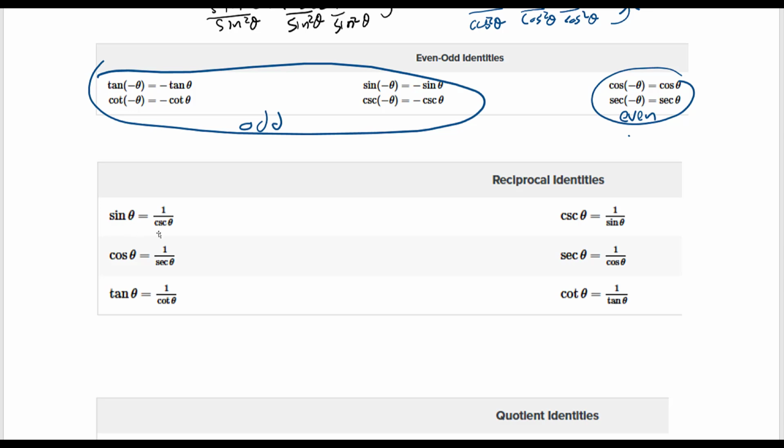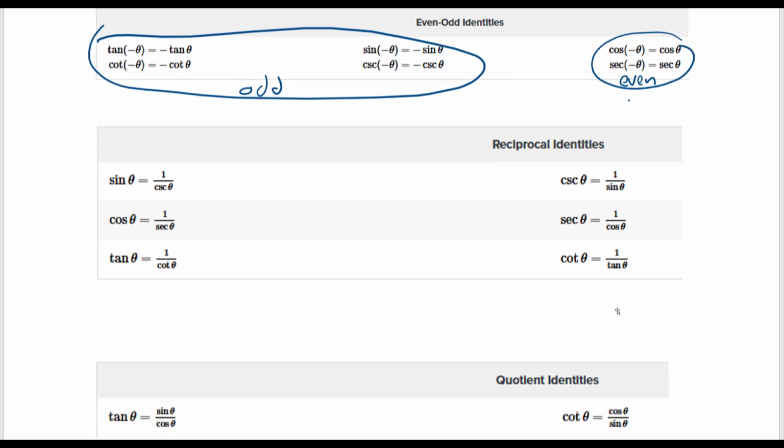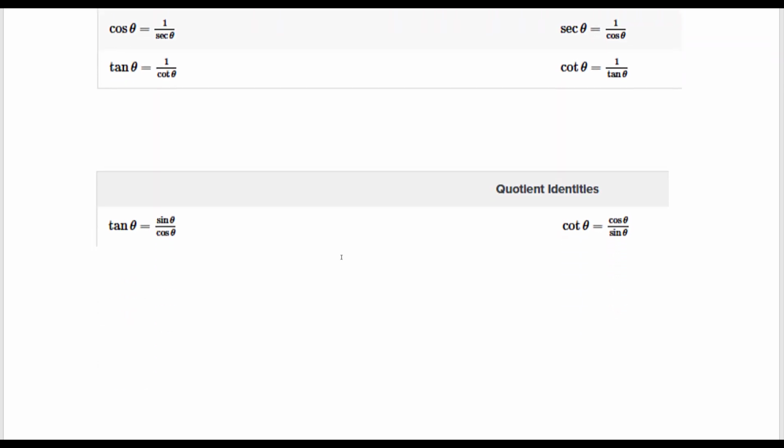Sine theta is 1 over cosecant theta. Cosine theta is 1 over secant theta. Tangent theta is 1 over cotangent theta. Cosecant theta is 1 over sine theta. Secant theta is 1 over cosine theta. And cotangent theta is 1 over tangent theta. Then we have our quotient identities. You probably already know these. Tangent theta is sine over cosine. Cotangent theta is cosine theta over sine theta.